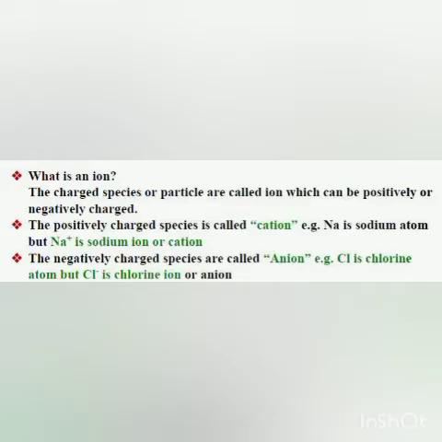What is an ion? In detail, we will discuss ions in the next chapter also. An ion is a charged species of particle, which is positively or negatively charged. The positively charged species is called a cation, like sodium. Now you see, if I write Na, this is the formula of sodium. Na is a sodium atom.